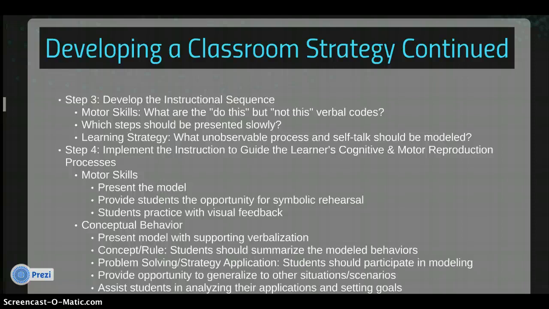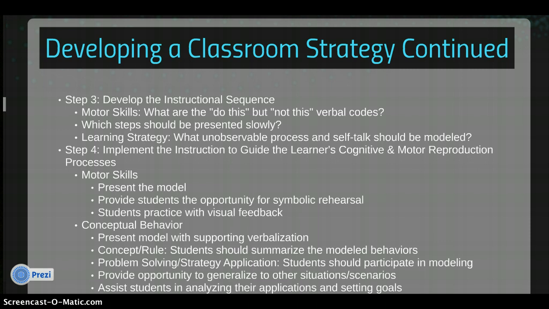The fourth and final step in developing a classroom strategy is to implement the instruction to guide the learner's cognitive and motor reproduction processes. This step is broken down into either motor skill tasks or conceptual behavior tasks, as we've seen before. For a motor skill task, first present the model, followed by providing an opportunity for student symbolic rehearsal. Finally, one should provide the students the opportunity to practice with visual feedback.